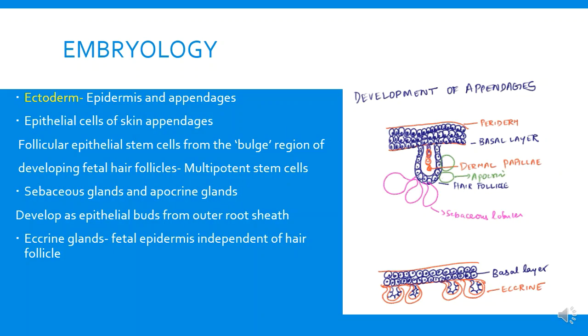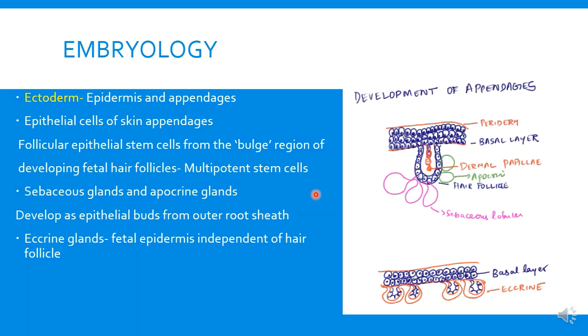Let us look at the basic embryology of the epidermal appendages. Epidermis and the appendages arise from ectoderm, which is the primary epithelial germ. The epithelial cells of the skin appendages such as sebaceous, apocrine and eccrine develop from follicular epithelial stem cells from the bulge region of the developing hair follicle, which houses multipotent stem cells. This is vital because it is these multipotent stem cells that have marked plasticity that differentiate into various tumors along the lines of sebaceous, follicular, eccrine and apocrine tumors and so on.